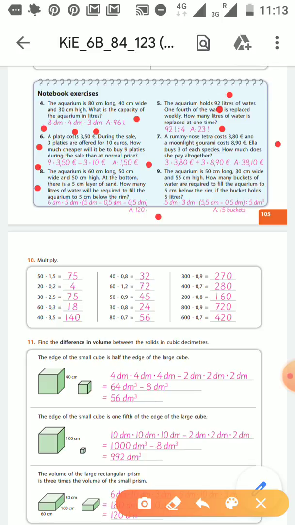Number 9, aquarium is 50 centimeters long, 30 wide, 55 high. How many buckets of water are required to fill the aquarium to 5 centimeters below the rim? You do the same again.